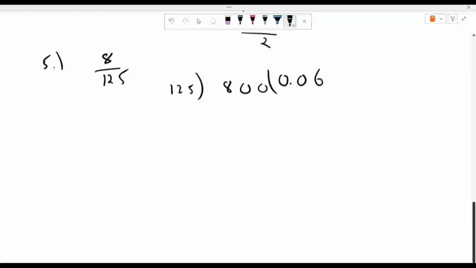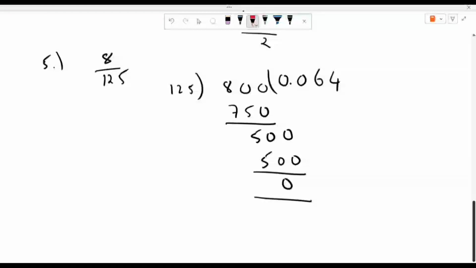125 will go 6 times, 750. What the answer will come, this 50, again the decimal is there, means we can write 500. So 125 will go 4 times, 500, so the remainder here is 0. So now again after the decimal the answer gets stopped. So this type of decimal is known as a terminating decimal.